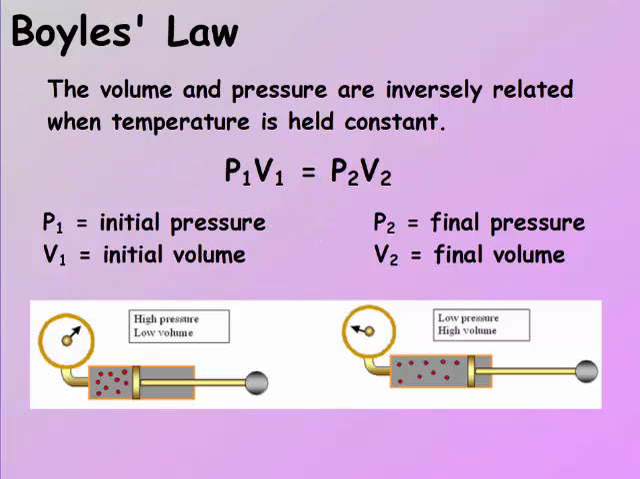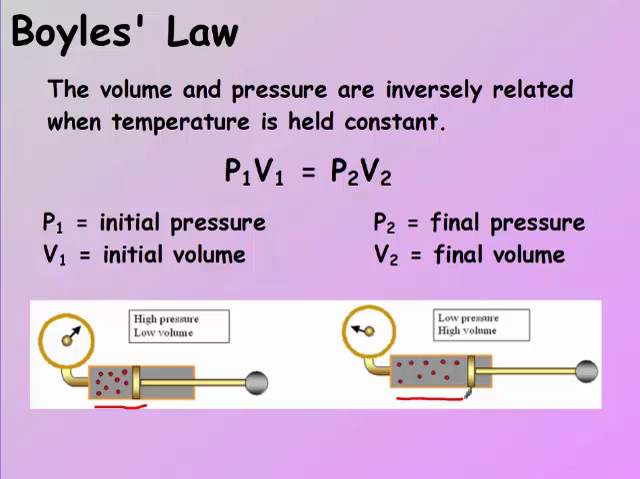Boyle's law says that volume and pressure are inversely related when temperature is held constant. In other words, when volume goes down, as we can see in this picture on the left, pressure is going up. When we have a larger volume, we have a smaller pressure.